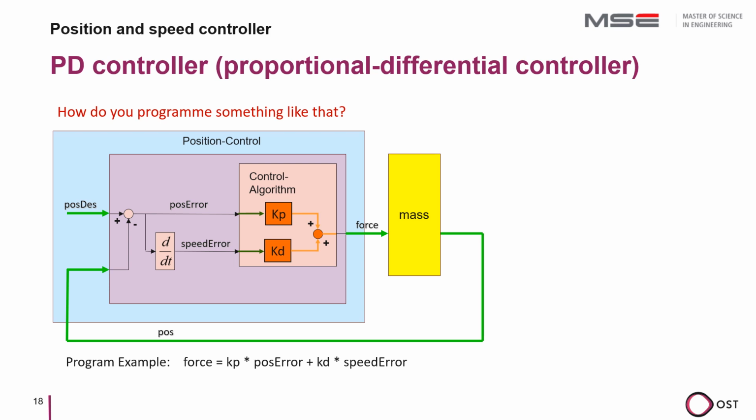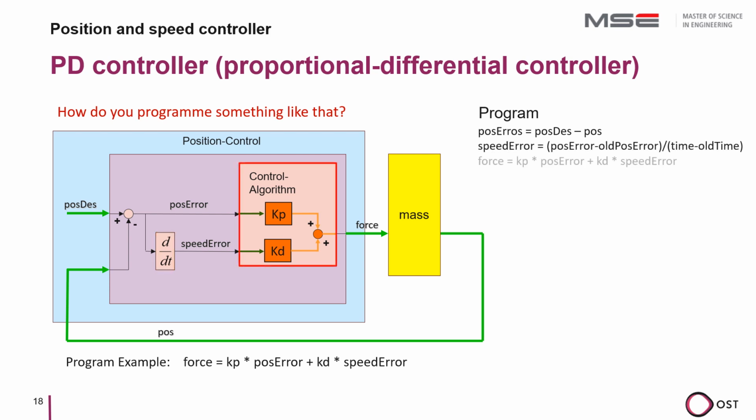If we want to program this on a microprocessor, we have to add a few lines. Calculation of the position error, which is equal to the set point position minus the actual position. Calculation of the speed error by numerical differentiation. Calculation of the control algorithm itself. Save the old values that we need for the numerical differentiation for the determination of the speed error.